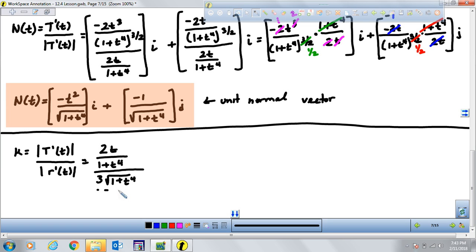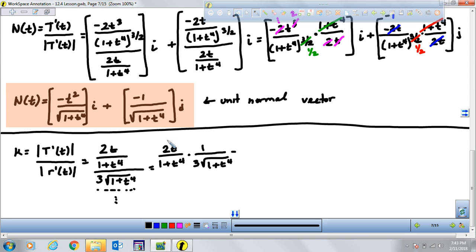So this is over 1, so then to simplify this, I'm going to multiply by the reciprocal, so it would be 2t over 1 plus t to the fourth, multiply times 1 over 3 times the square root of 1 plus t to the fourth.